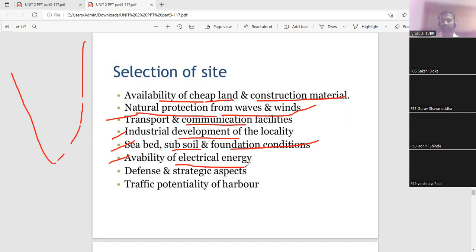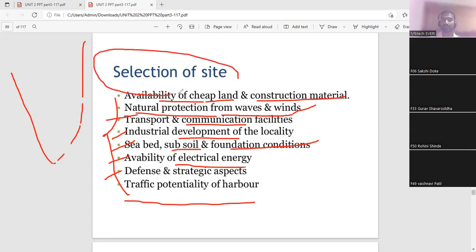Availability of electrical energy. Nearby the harbor, you also have to check whether electrical energy provision is there or not. Defense and strategic aspects. Traffic potentiality of harbor, meaning how much capacity that harbor can take. Traffic means movement of the vehicles, that is movement of the ships, the capacity of that harbor. These are all the points you have to consider when you select the site for the harbor.